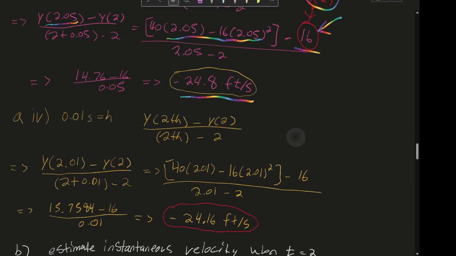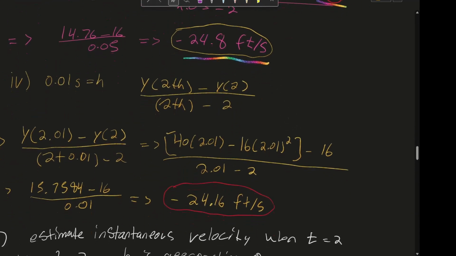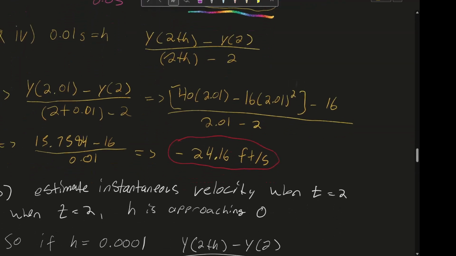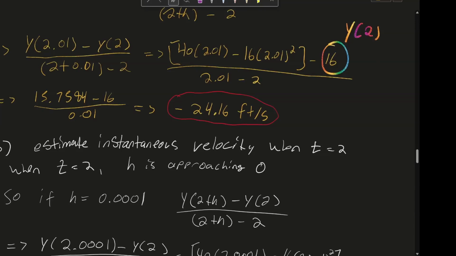Part 4 is lasting 0.01 seconds, starting at 2. Same method. You'll be plugging 2.01 into the equation for t, subtracting your y of 2, your equation at t equals 2, over 2.01 minus 2, and you get negative 24.16 feet per second.